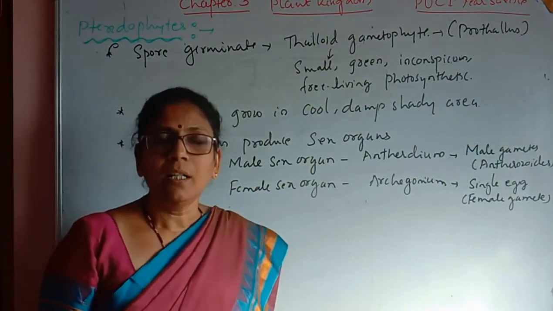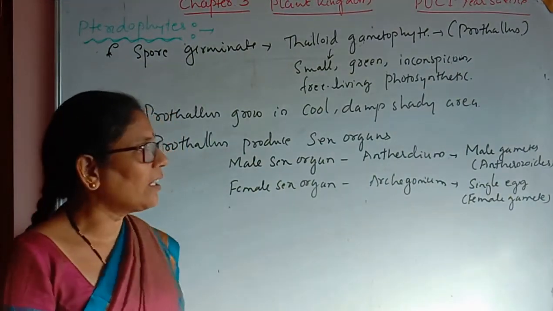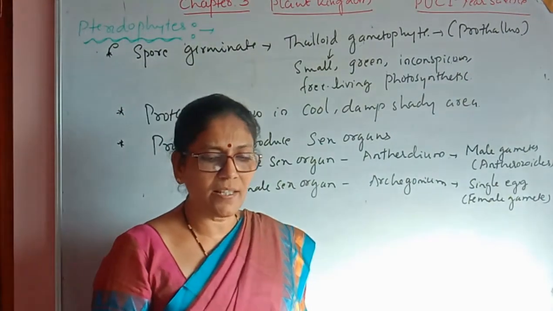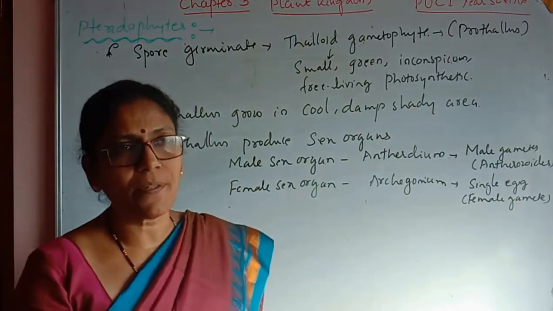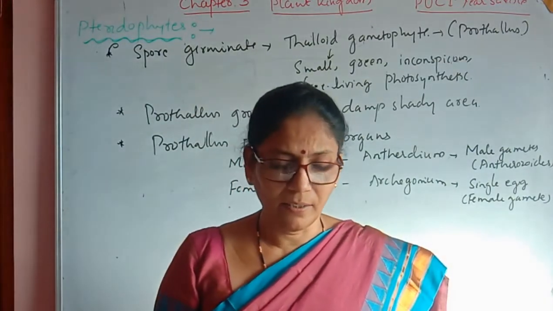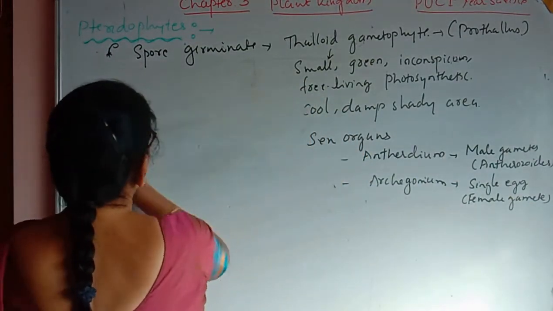So this is about the characters of pteridophytes. And pteridophytes are classified into 4 classes based on type of leaves and the location of sporangia on their plants. Let us see the 4 classes of the pteridophytes.